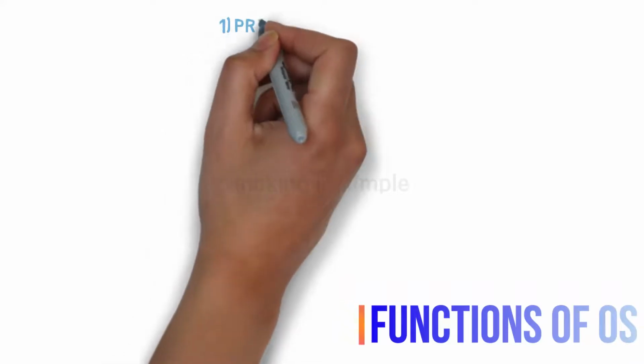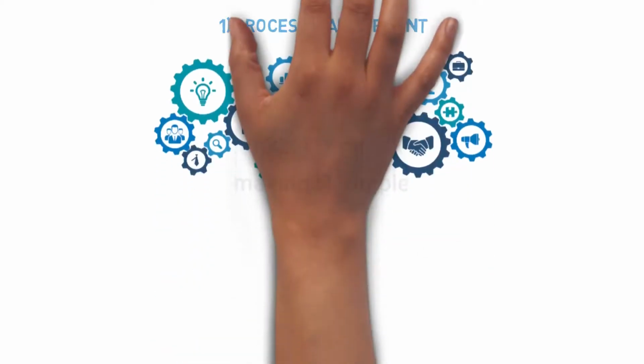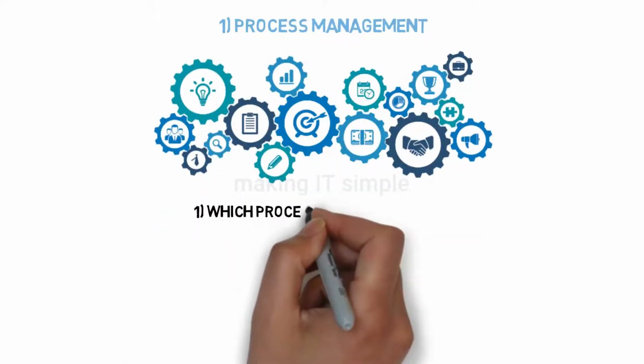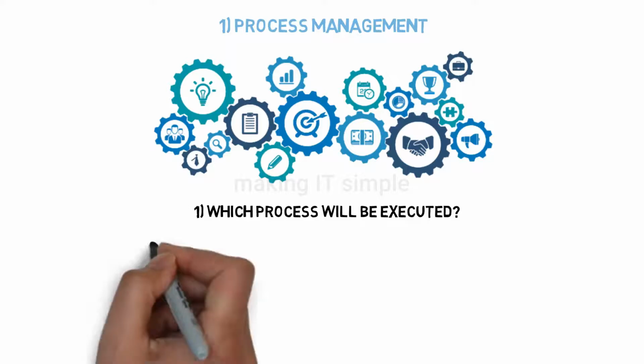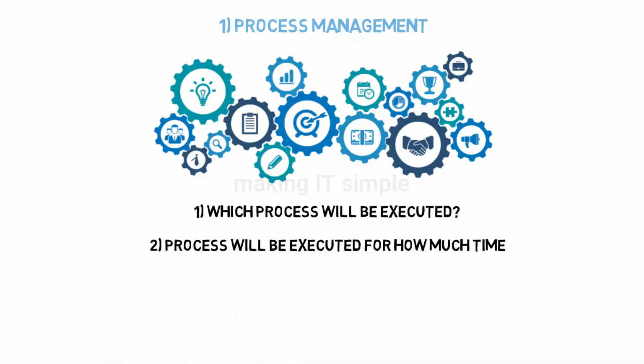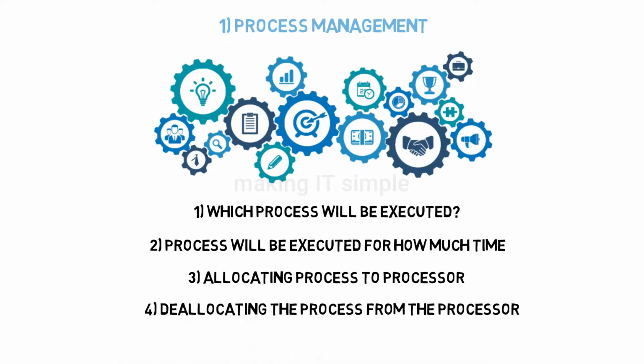Now let's take a look at the functionalities of the operating system. First is the process management. A user will be working on a number of processes, so which process will be executed first? Or which process will be executed for how much time? Allocating a process to the processor or removing a process from the processor. All this is managed by the operating system.